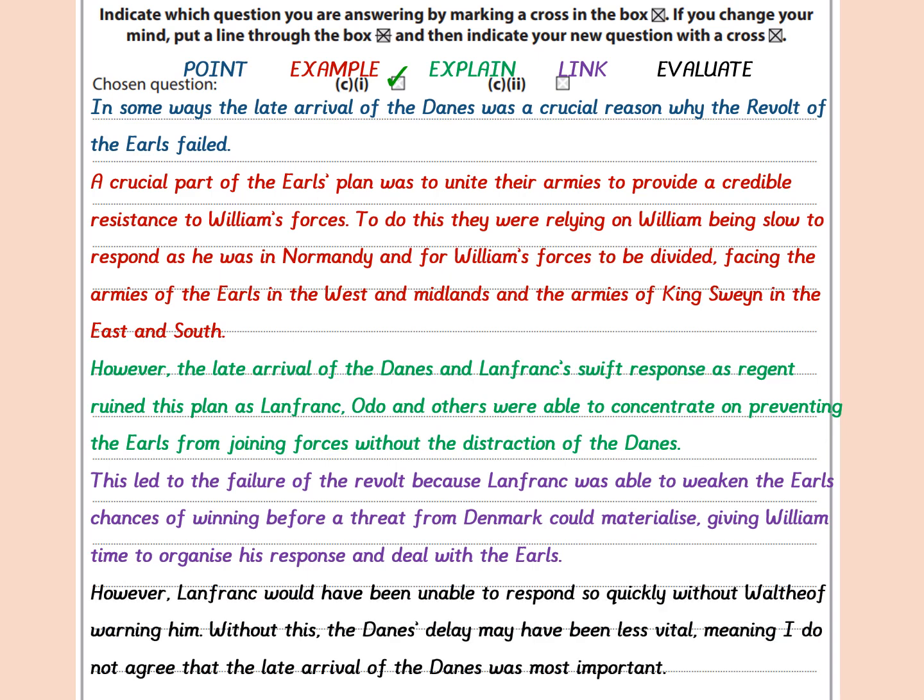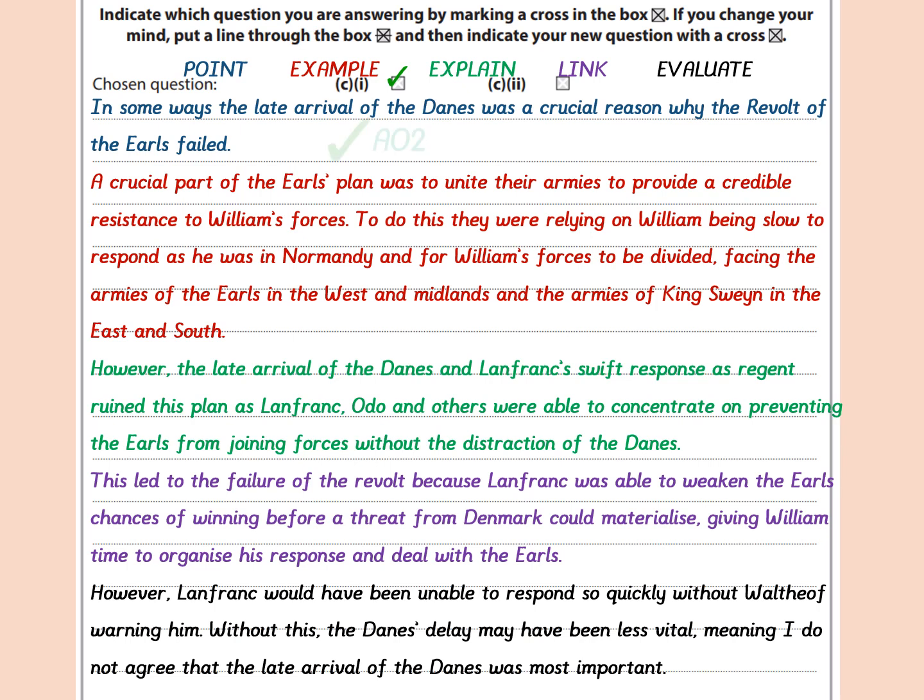Here comes my evaluation. However, Lanfranc would have been unable to respond so quickly without Waltheof warning him. Without this, the Danes' delay may have been less vital, meaning I do not agree that the late arrival of the Danes was most important. And there, I'm relating it directly back to that issue of how far do I agree.